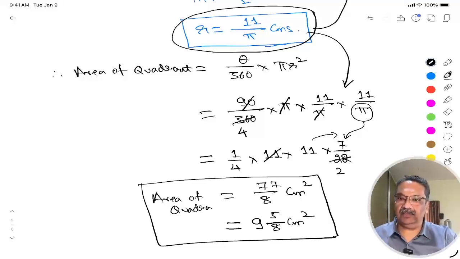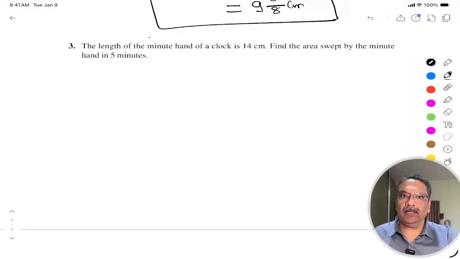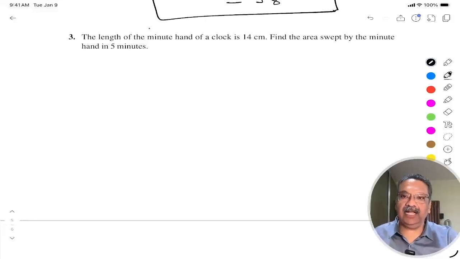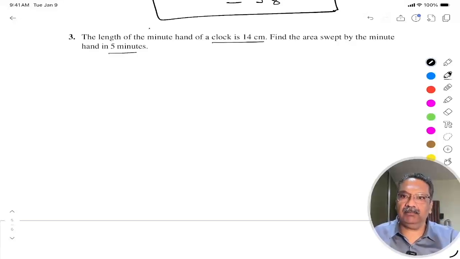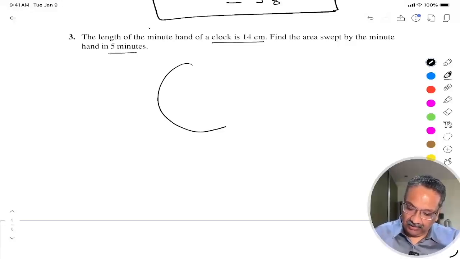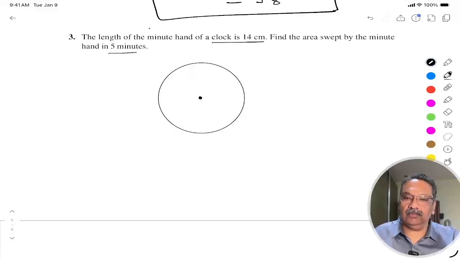Okay, all right. Next question. The length of the minute hand of a clock is 14 centimeters. Find the area swept by the minute hand in 5 minutes. That means, in 5 minutes, how much area does the minute hand sweep? There is one clock here. Let us not consider the hour hand, only the minute hand.